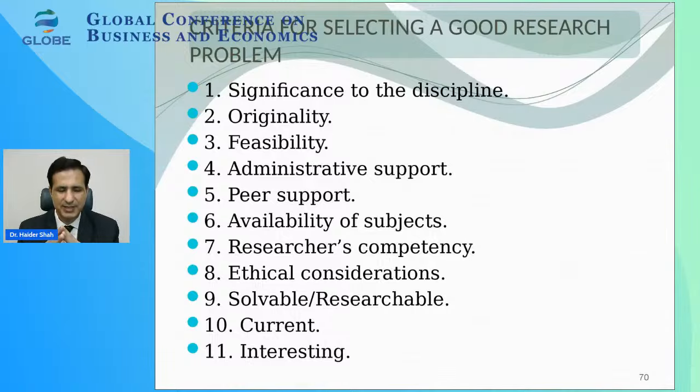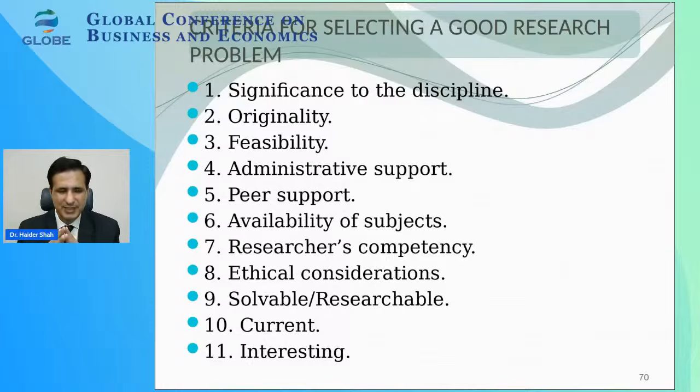Is the idea solvable or not? You must evaluate it through this criteria. And then, is your current study contemporary? Is it being given much attention by the agencies, by the government, by the media or not? So it means, is it in the trend?